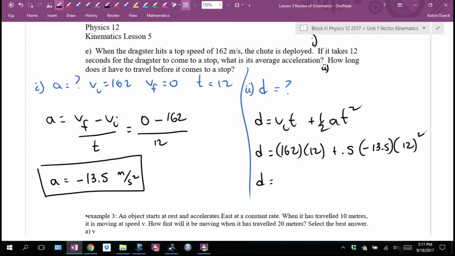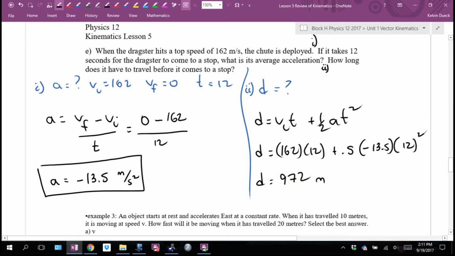It's in the 900s. You're going to get 900 and something. What'd you get, Sydney? 972? Is that rounded off properly? Okay. Just shy of a kilometer.